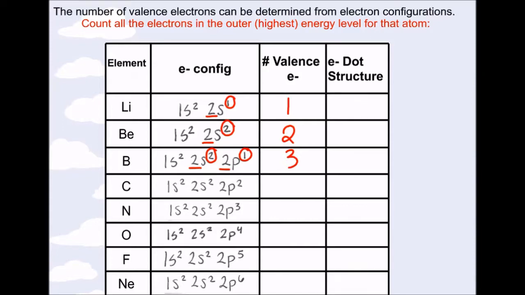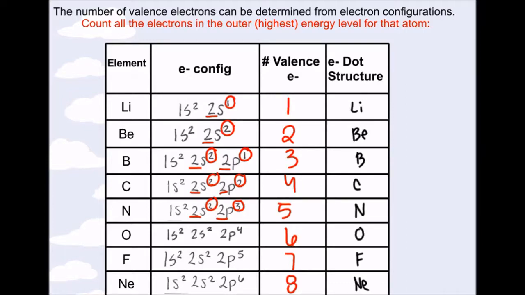So this pattern continues. With carbon, we've got 4. With nitrogen, we have 5, oxygen 6, fluorine 7, and neon has 8. So for the dot structure for these, what you do is you just write the symbol. So I'm going to write all my symbols first. Okay, so you have the symbol, and then you represent the valence electrons with dots.